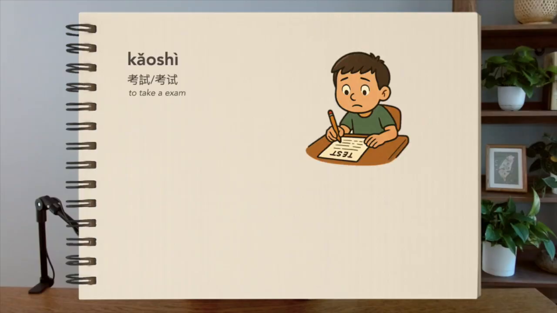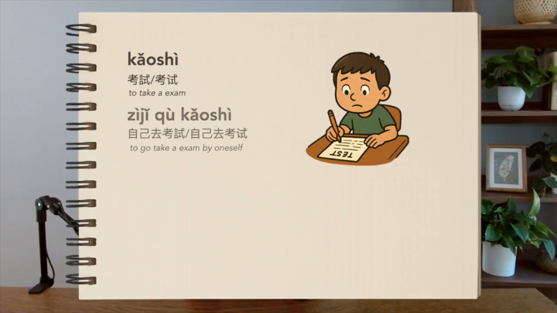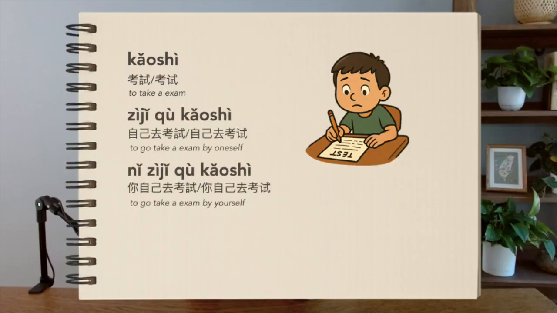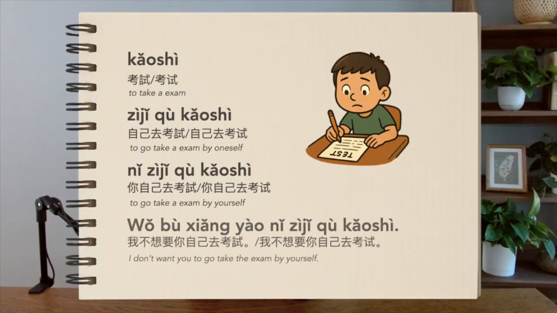Next, compare the third tone with the fourth tone. 考试，自己去考试，你自己去考试，我不想要你自己去考试。Can you hear it? The fourth tone starts high and drops, but the third tone stays low.